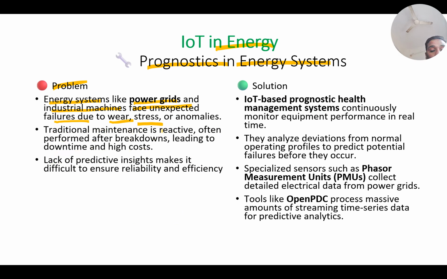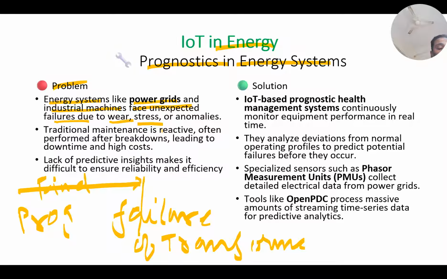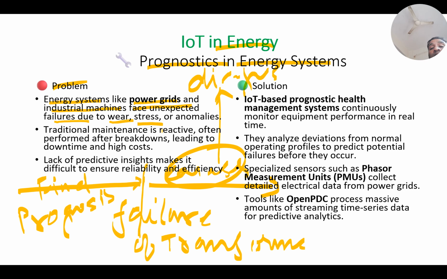See, here it is a failure, failure of transformer. If here I find out its symptoms, I call it a prognosis. After failure, if I find out the causes, I call it diagnostics.